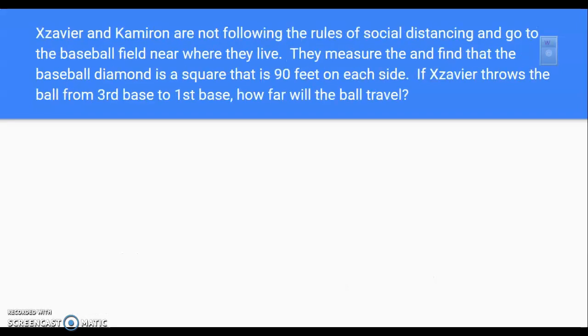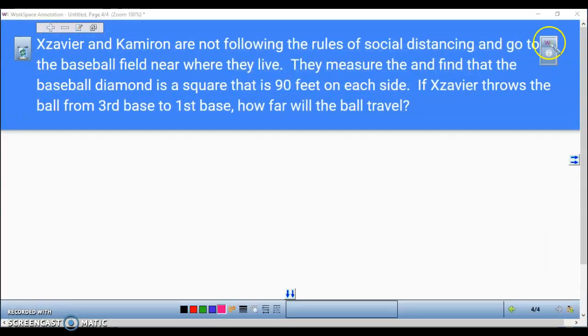All right, let's move on. Xavier and Cameron are not following the rules of social distancing, shock face, and they go to the baseball field near where they live. They measure the field and find that the baseball diamond is a square that is 90 feet on each side. If Xavier throws the ball from third base to first base, how far will the ball travel?